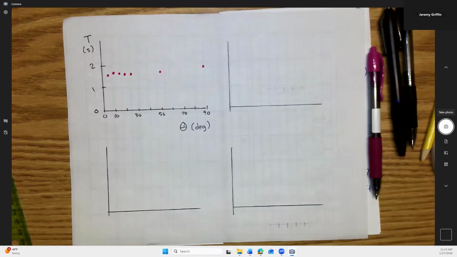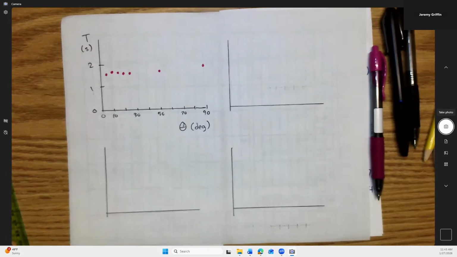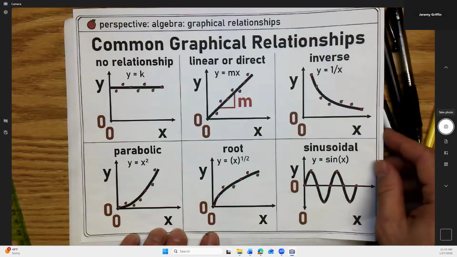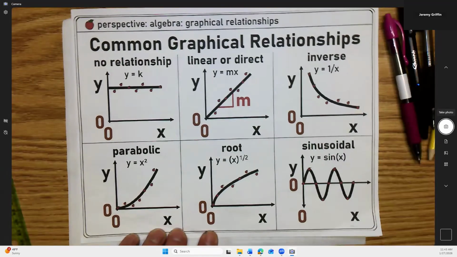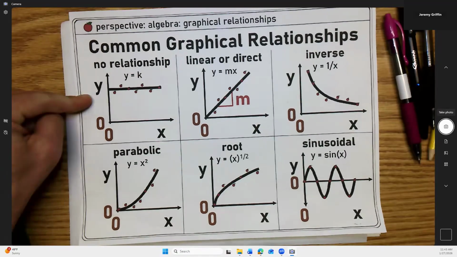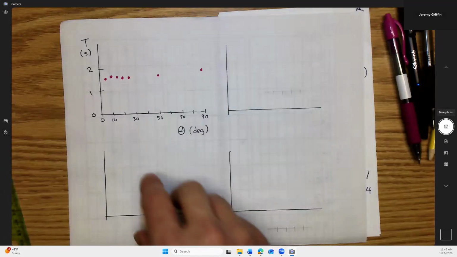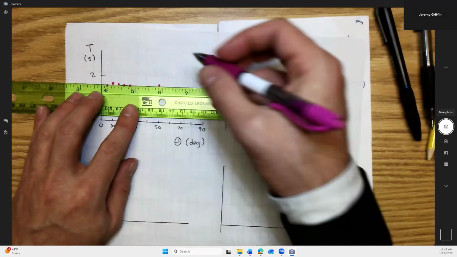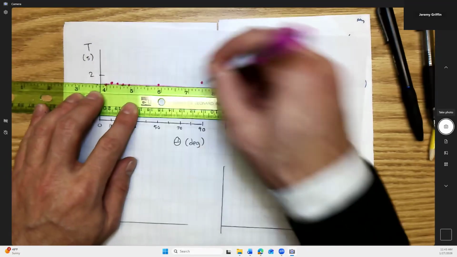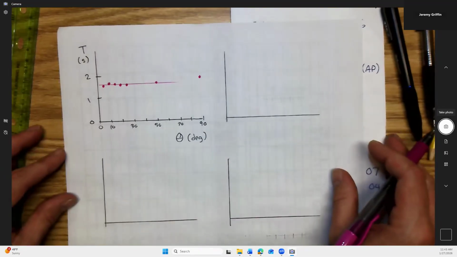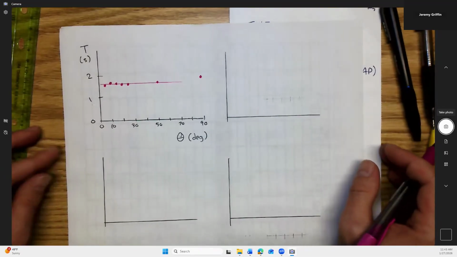So, guys, looking at that data right there, you pull up this page for every lab, and these graphs you want to know for this particular class. Which basic relationship do you think that is? No relationship at all. Because it doesn't matter what the angle was for that pendulum that was 62 centimeters long. It takes roughly 1.6, 1.7 seconds to oscillate back and forth, no matter the angle.